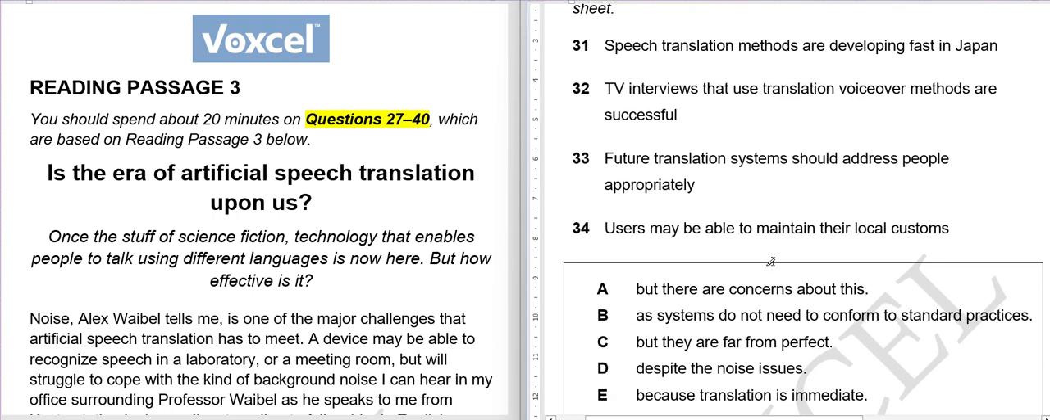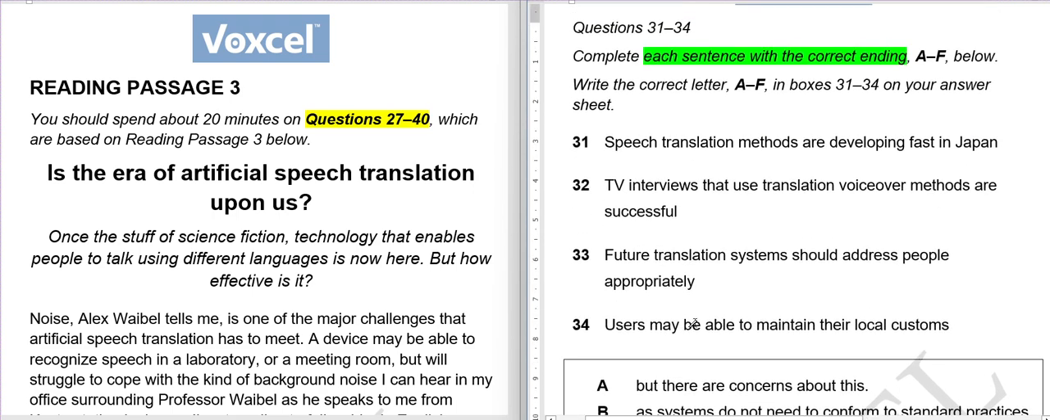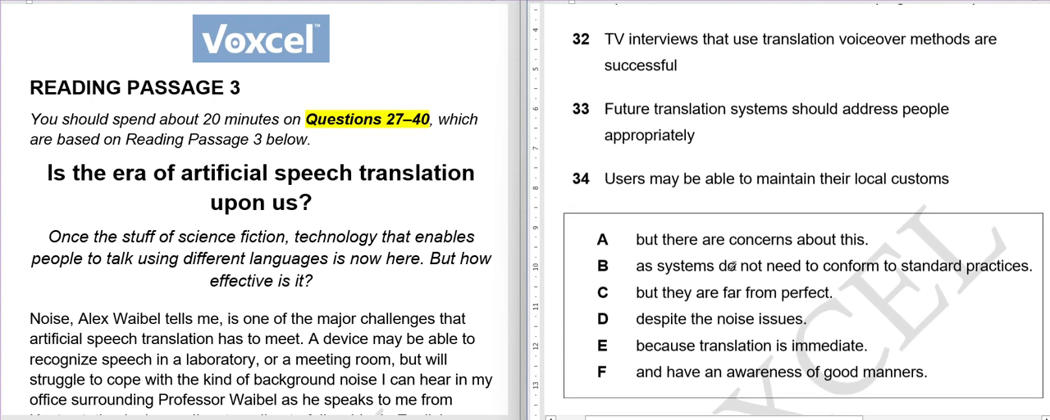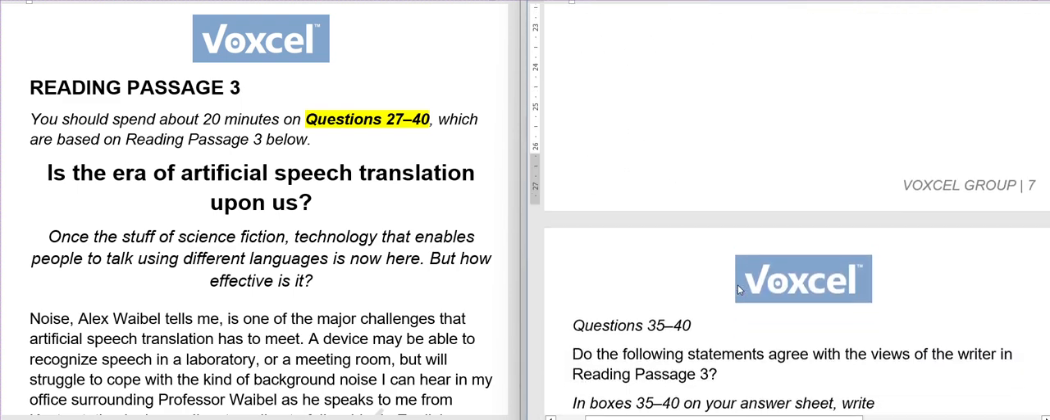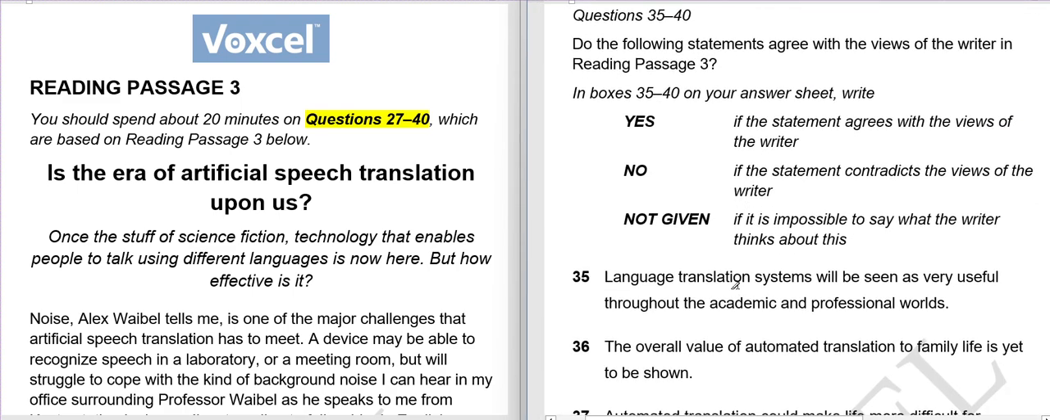For 31 to 34, we have to complete the sentence with the correct ending. We have to see which ending suits which sentence the best, and mark that particular ending with that sentence. These questions are also almost always in sequence, so we don't have to worry about that. Wherever you find 31, almost always you will find 32 after that, and then 33 and then 34. And for 35 to 40, we have to write yes, no, or not given.